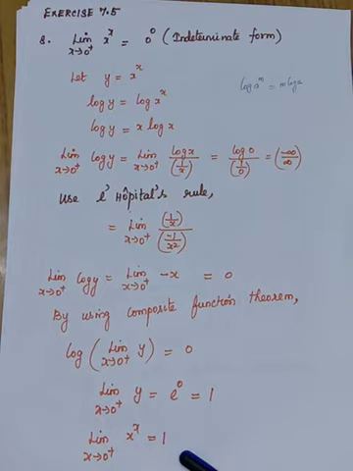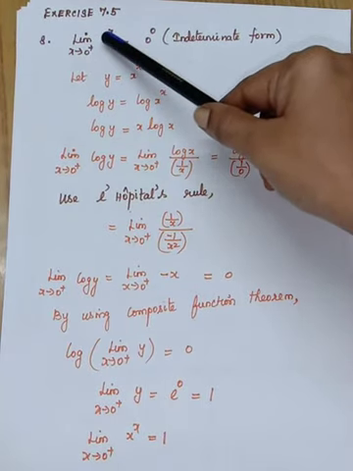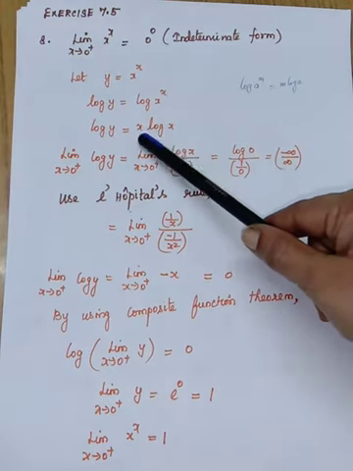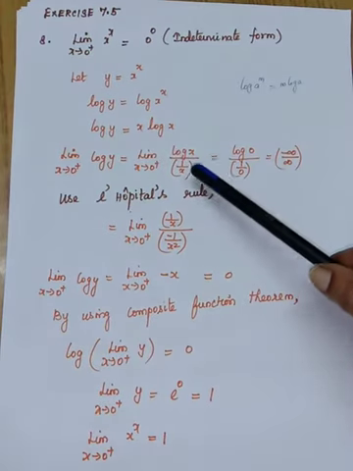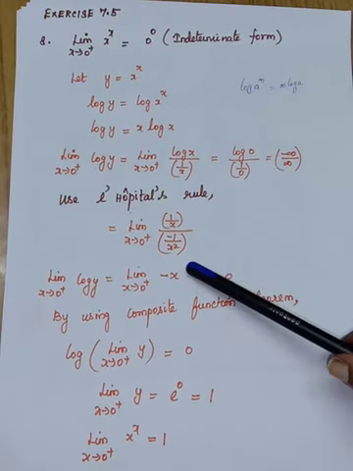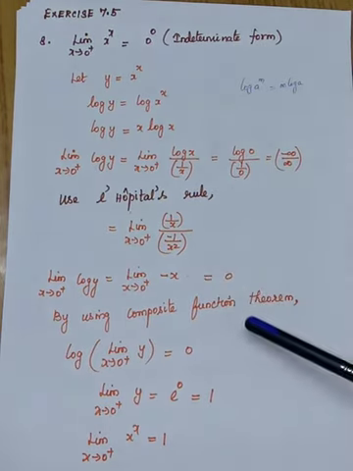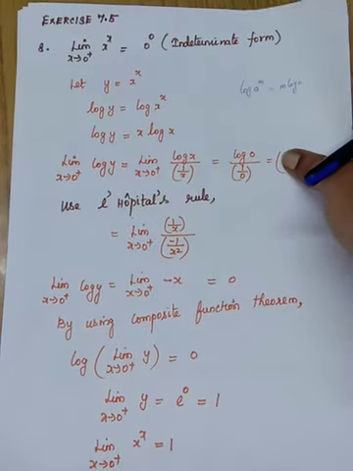So first step, the function is in the power, so we have to bring the function to the front. Then you have to arrange it in the form of f of x by g of x. You have to apply the L'Hopital rule. The next one, you have to use the composite function theorem. Then only you will get the answer.